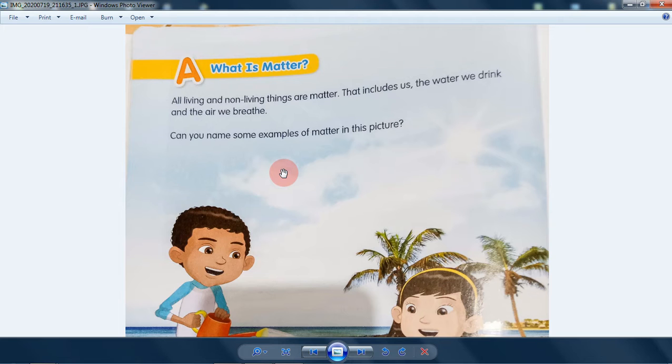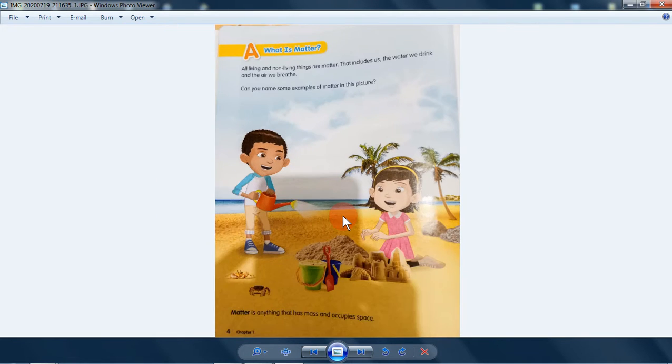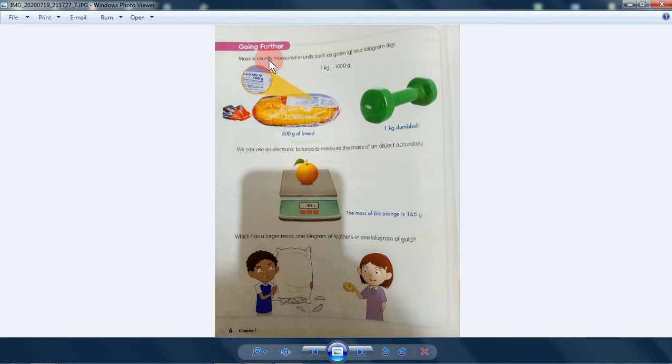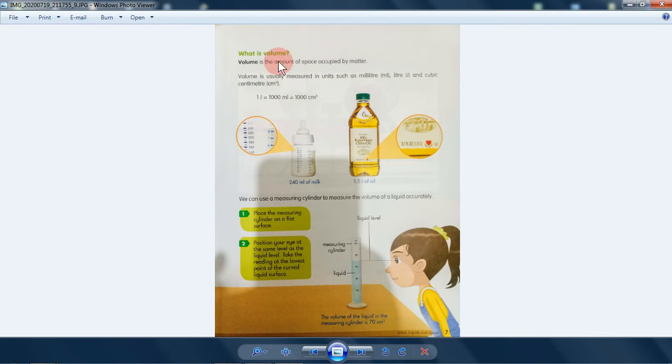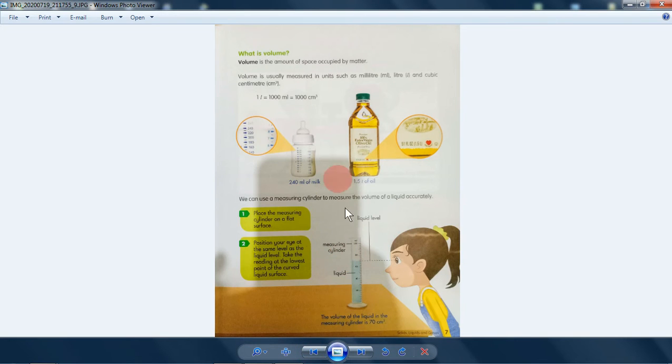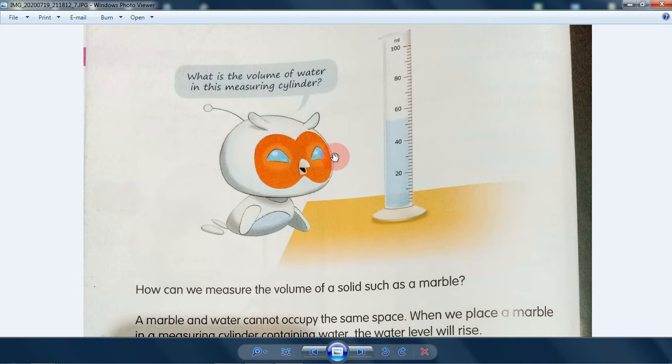Well, we are going to continue our lesson about matter. We already learned about matter, mass, and then volume, right? So we're going to continue to the measurement of the volume. So today, we already know about this, right?